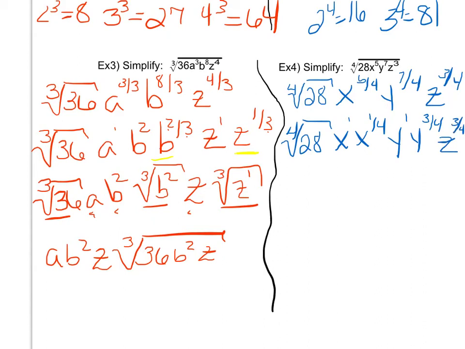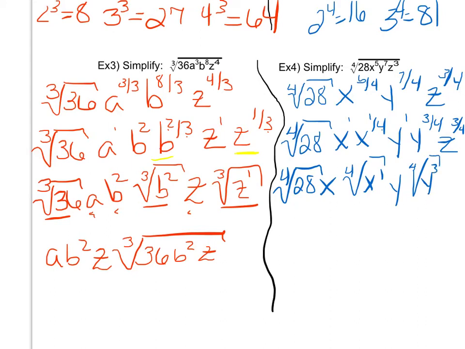Putting anything that has a fractional exponent back under a radical, which would be these three here, I'm going to have the fourth root of 28, x to the 1, which is just x. This 4 tells me to do a fourth root of x to the 1. Y to the 1 is just y. Y to the 3/4, the 4 tells me to use a fourth root. The 3 stays on the y. Doing the same thing with the z, I have the fourth root of z cubed.